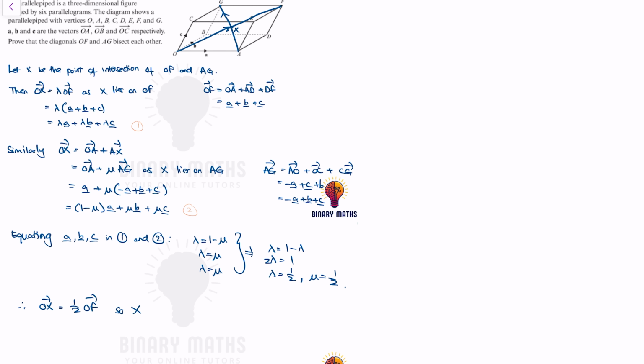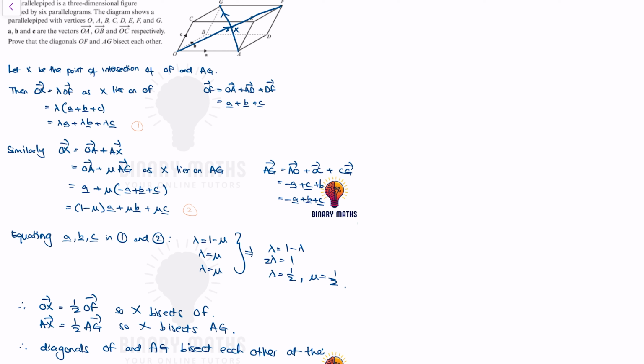So X bisects O to F, and A to X is equal to half times A to G. So X bisects A to G. Therefore, diagonals OF and AG bisect each other at their point of intersection, which is X.